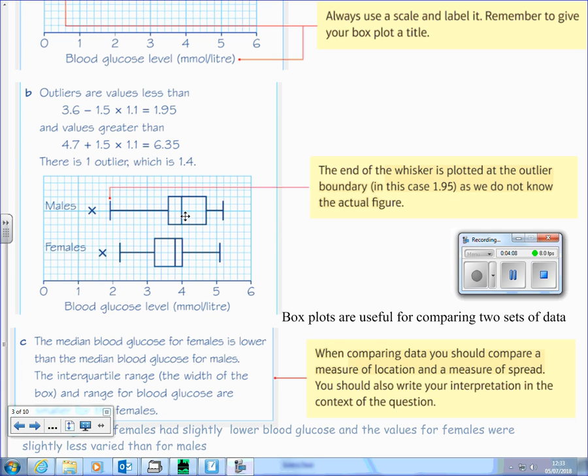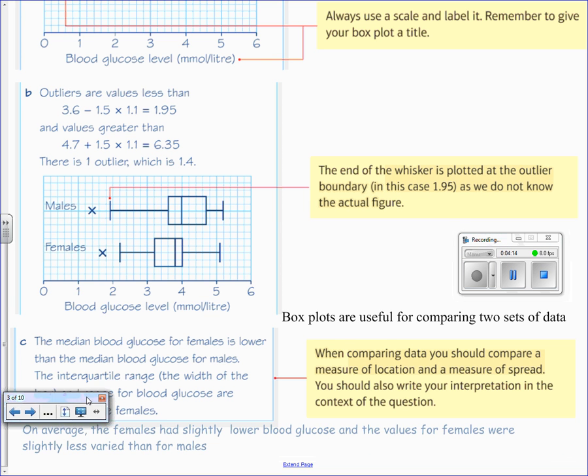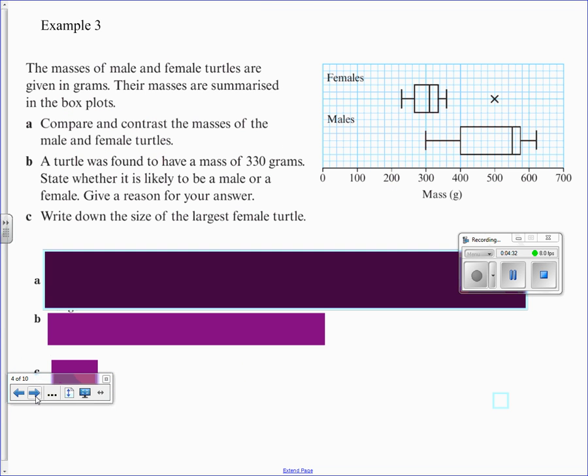So for this one, making the comparison, the median is slightly lower for females, so we interpret that by saying on average the females had slightly lower blood glucose, and the interquartile range and the range for blood glucose was smaller for females, and so we can say that the values for females were less varied than for males.